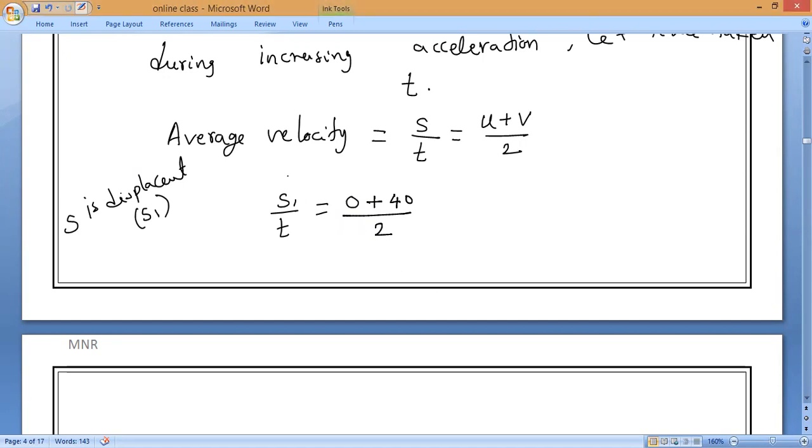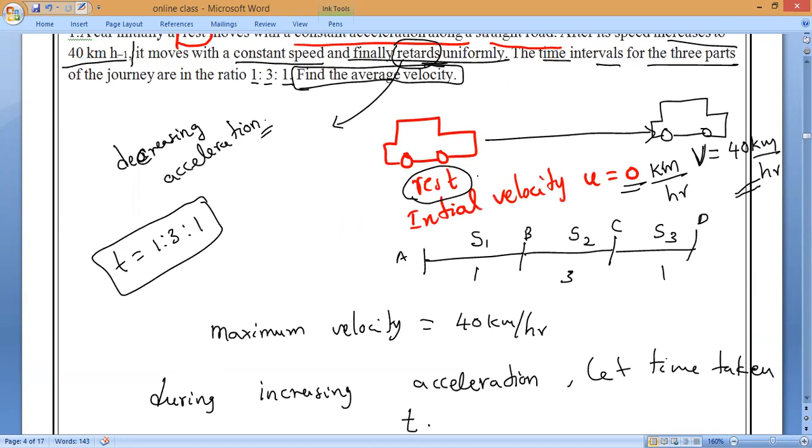So why are you taking S1? You can ask me here. S1 itself is a journey. Yes or no, Harish? Have you noticed it, guys? We started from where? Initial velocity is 0 kilometer per hour. So now it is traveled some distance till S1. Till what speed? Maximum speed. What is that? 40 kilometer per hour.